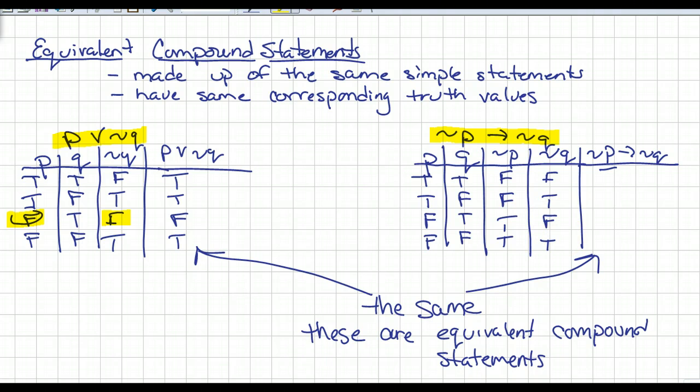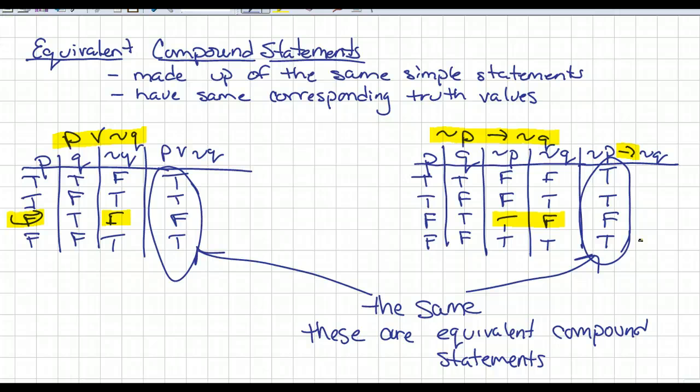Now, we are looking at an if-then statement. So we are looking for what? First a true, then a false. And we have that right here. So that would make that particular one a false. Everything else is true. Notice how the truth values are the same for both of these. So these are equivalent compound statements.